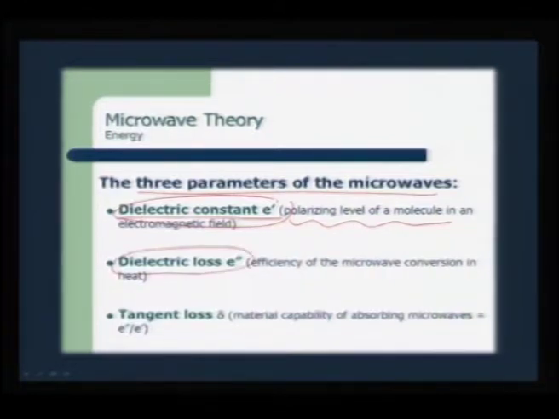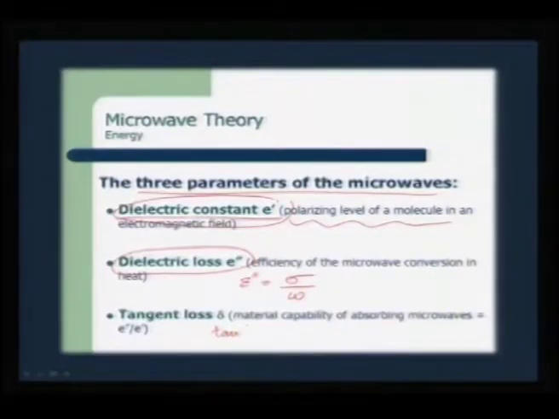the second factor is the dielectric loss E double prime, and this is the efficiency of the microwave conversion into heat, and this E double prime is nothing but conductivity over frequency, and therefore we can have a measure by which the interaction of the microwave radiation with the material can be gauged, and this is given by tan delta, and this tan delta is nothing but E double prime over epsilon prime.